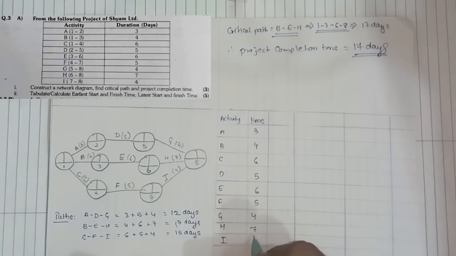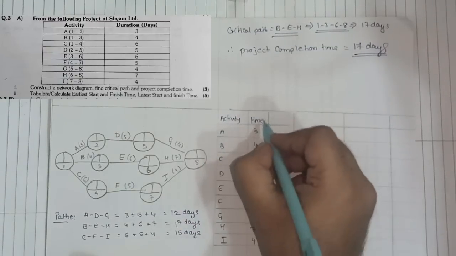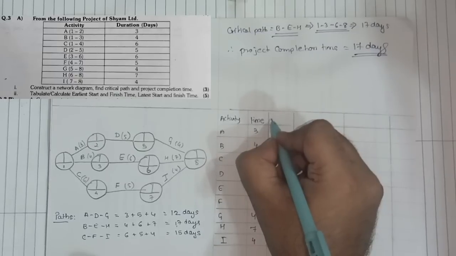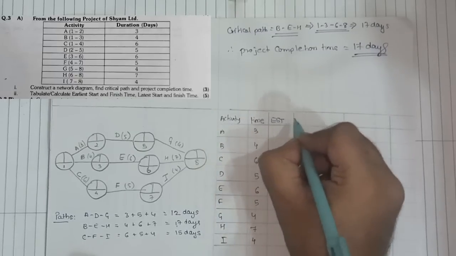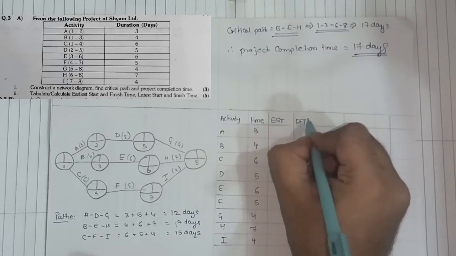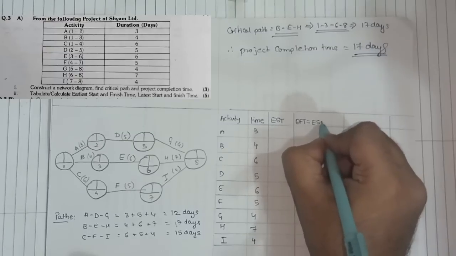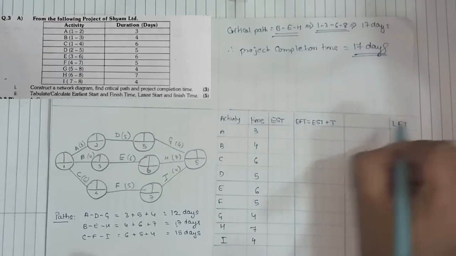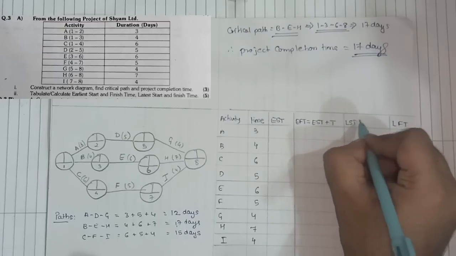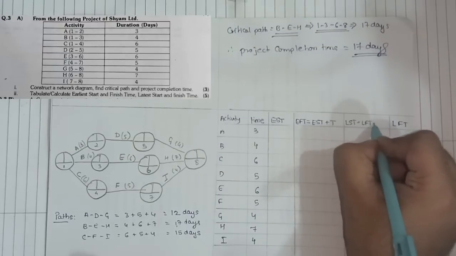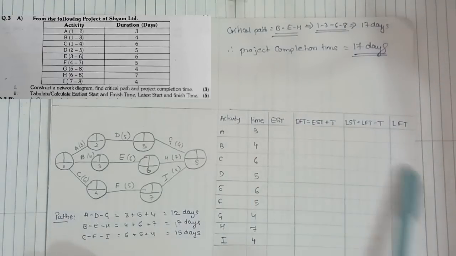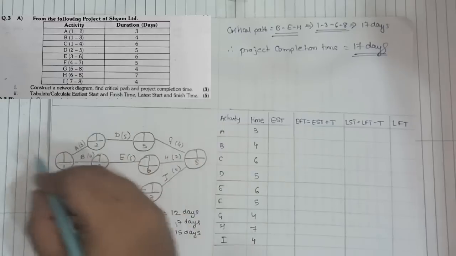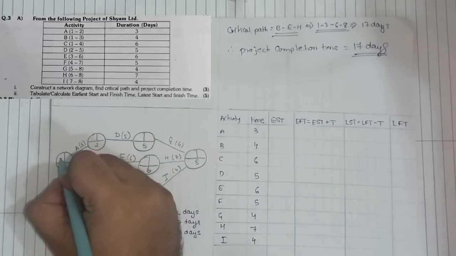4, 7, 4. Okay, after that we need to find the early start time and early finish time, which is early start time plus time. Then we have latest finish time and latest start time, which is latest finish time minus time. Okay, now in order to get all these values, first we need to complete the slack table. So always remember, we have to start with 1, make that 0.